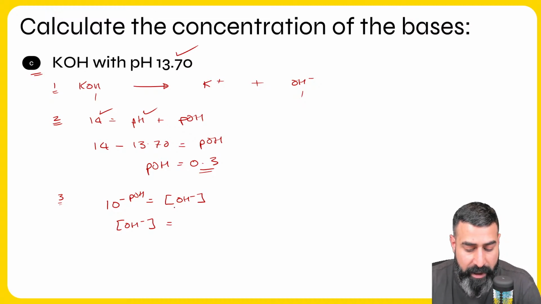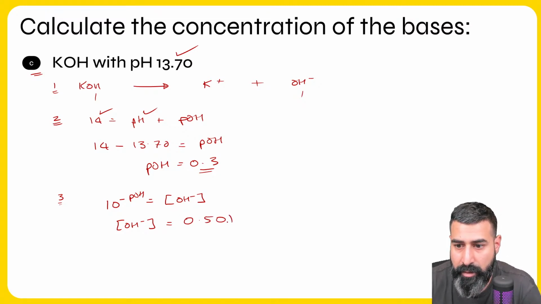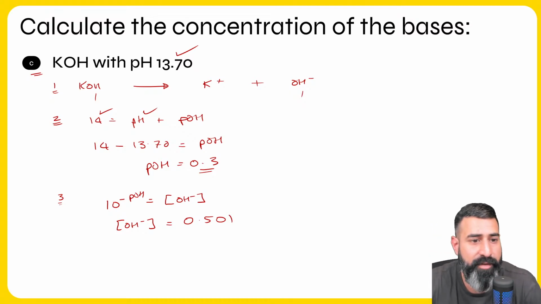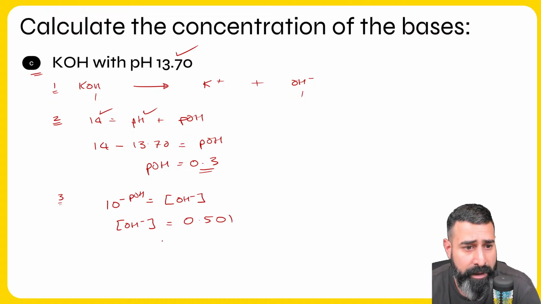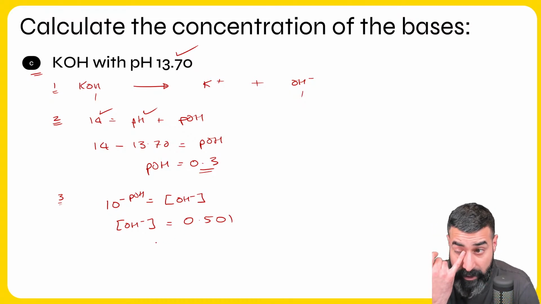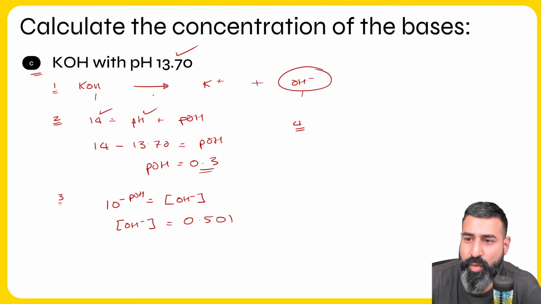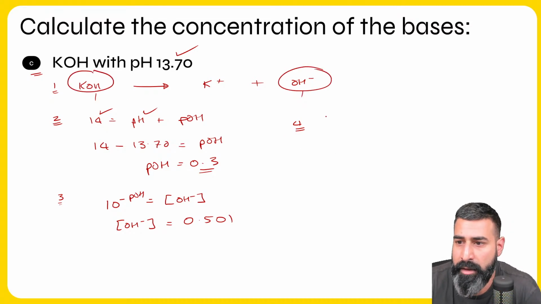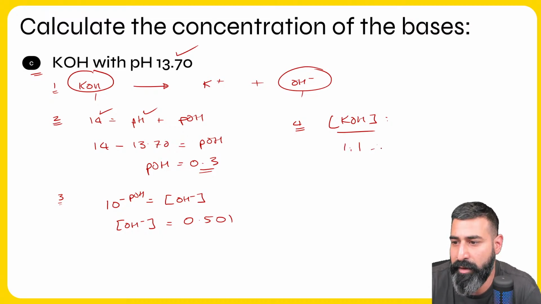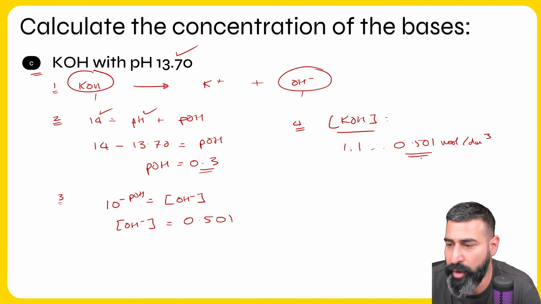So 0.501? Yep, 0.501. Absolutely. Put a plus in the chat if you got that. Okay, step number 4, the hydroxide ion concentration. Well, it's 1-to-1, so the KOH concentration is going to be exactly the same. Therefore, it's going to be 0.501 mol per dm cubed.